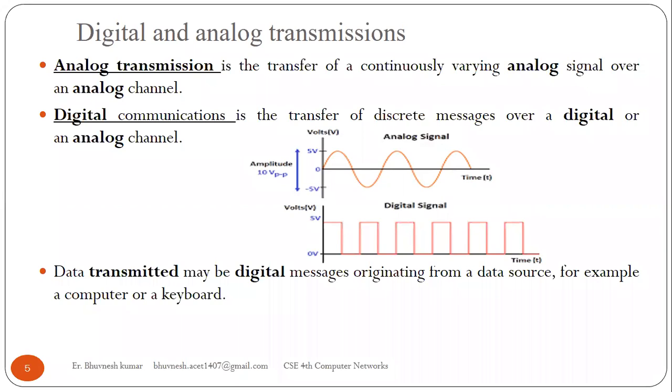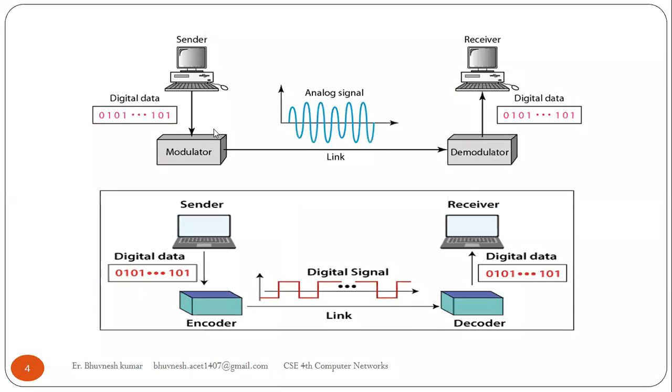That digital signal is encoded in binary form and transmitted to the receiver side, and the receiver will decode that if it is digital. But if you want to send your digital data in an analog form, then you have to use a modem. Okay, here is the example. If your channel is an analog channel, then you have to use a modulator that converts your digital signal to an analog signal.